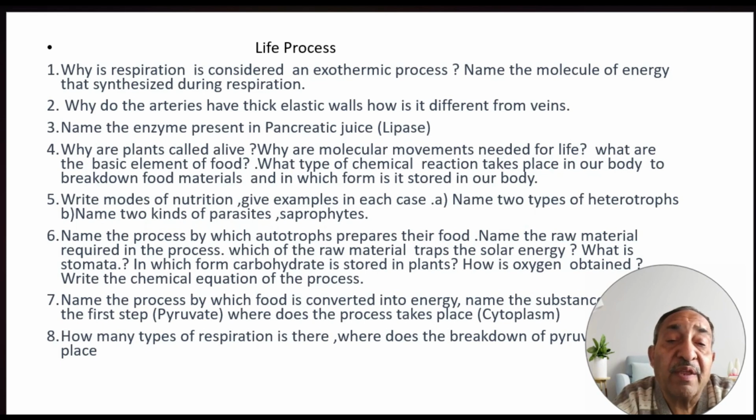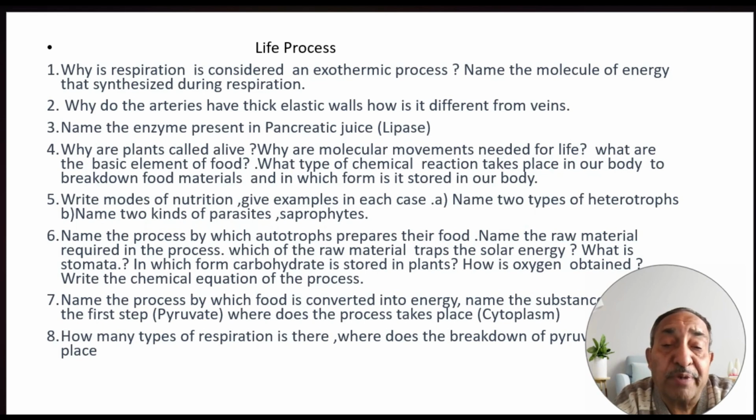Next question है, write the modes of nutrition. Give the example in each case. First A, name the two types of heterotrophs. Second B, name the two kinds of parasites and saprophytes. Question number 6, name the process by which autotrophs prepare their food. Name the raw material required in the process. Which of the raw material traps the solar energy?